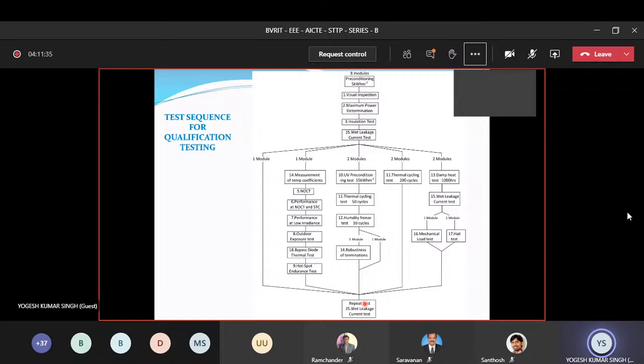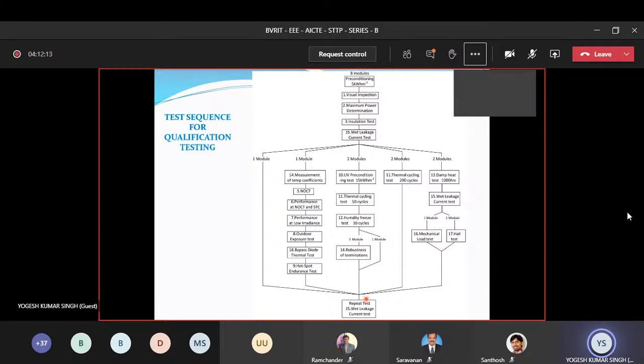Now the other 2 modules will go to thermal cycling, and this cycle will be given around 200 cycles, and after the 200 cycles we again take the STC condition. And the last 2 modules, out of the 8 modules, will go to the damp heat test. We have taken around 1000 hours of the damp heat test. Then we go to the wet leakage current, and from this we take 2 modules. One module will go to the mechanical load testing, and the other module will go to the hail testing.